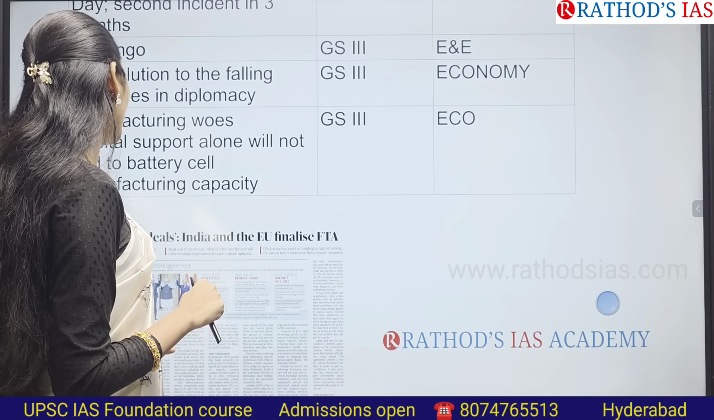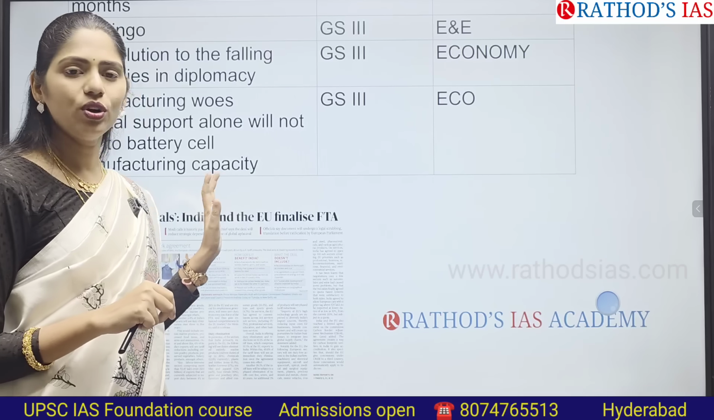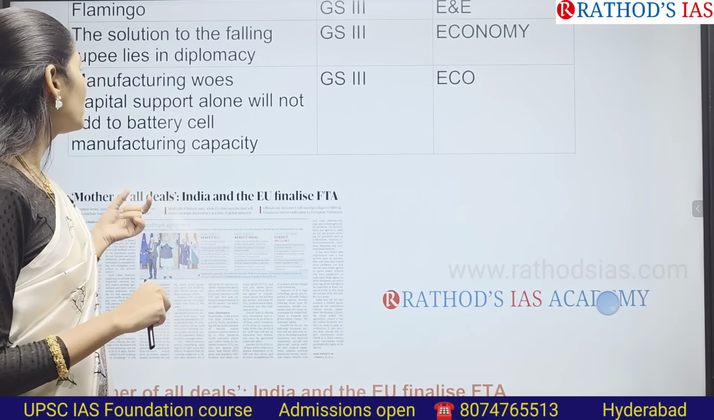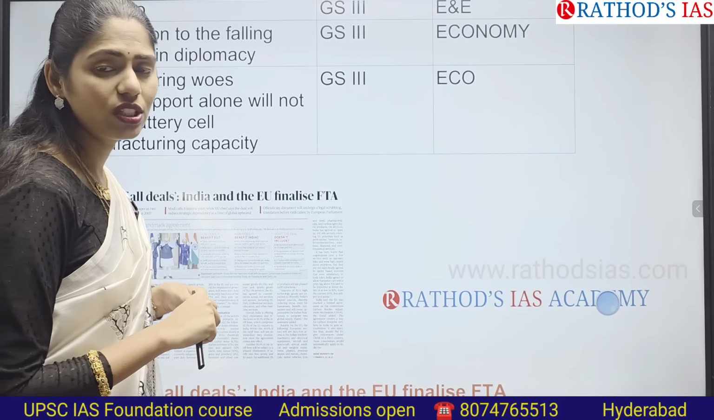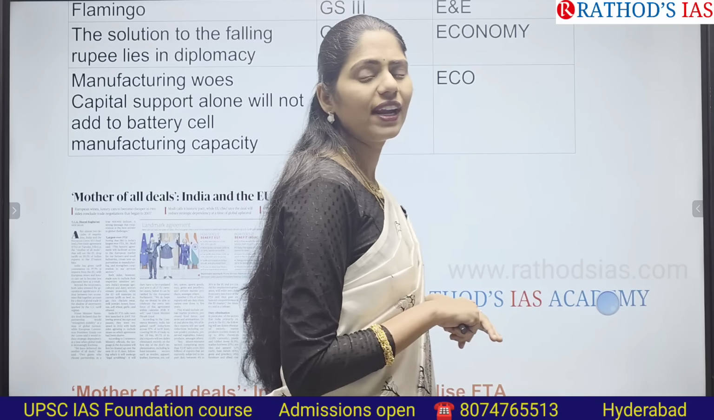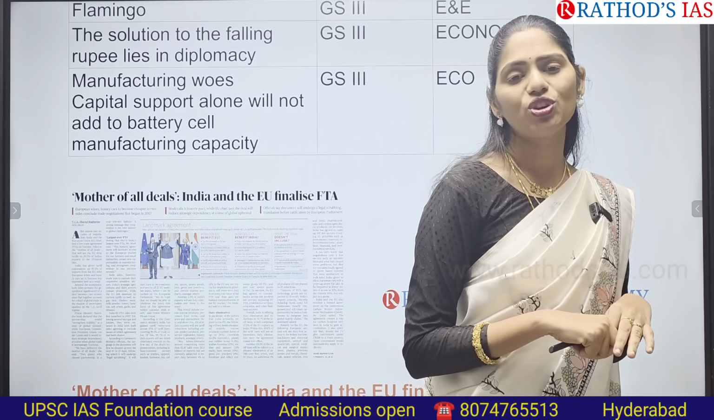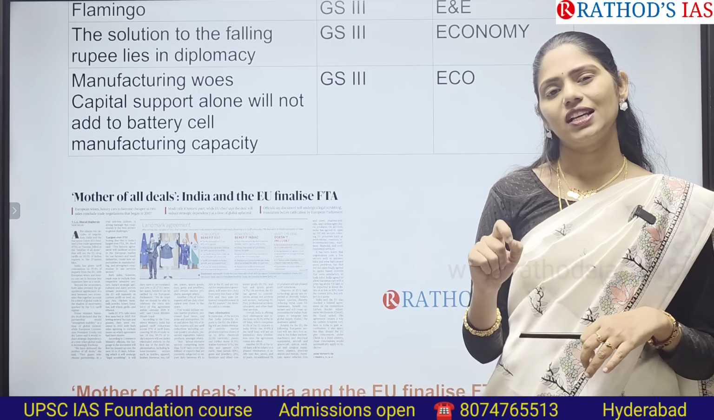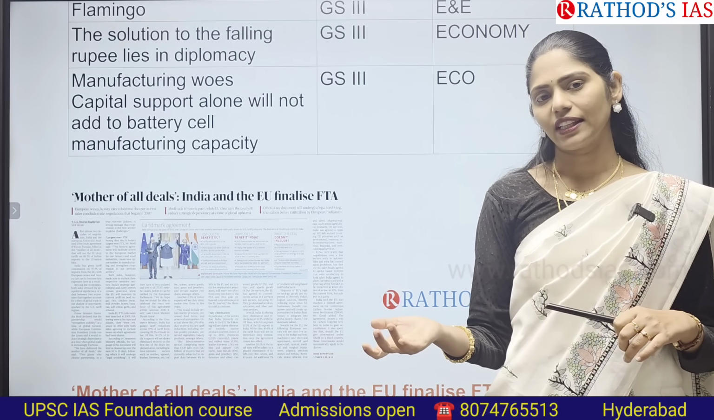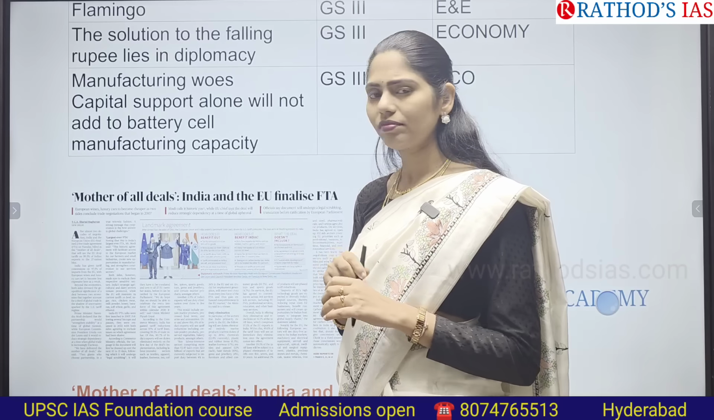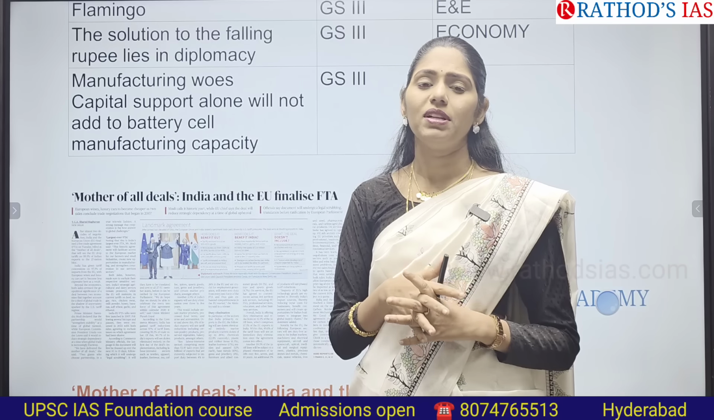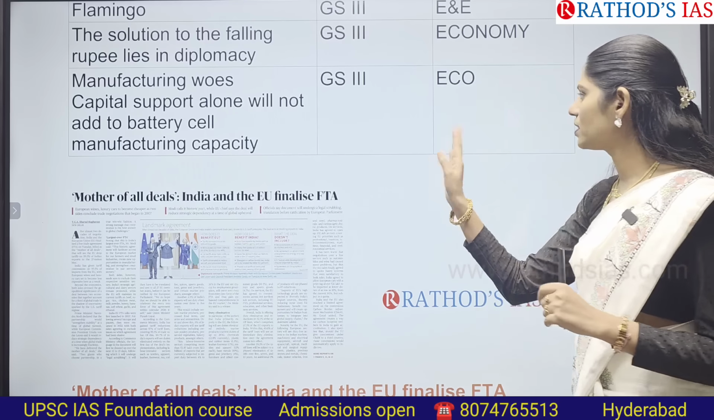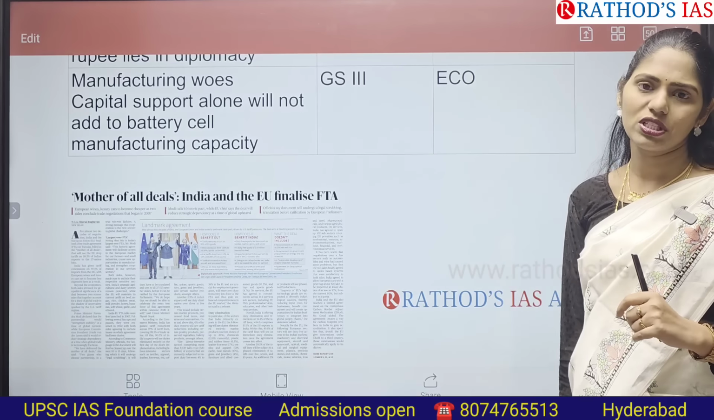And next topic is, manufacturing woes: capital support alone will not add to battery cell manufacturing capacity. This article is talking about renewable energy targets. If you want to achieve our renewable energy targets, we need to focus on manufacturing solar or photovoltaic cells and electric batteries like that. So this article is saying that we don't just need capital support, we also need to focus on manufacturing in our country. And this topic is important from economy point of view from GS paper 3.